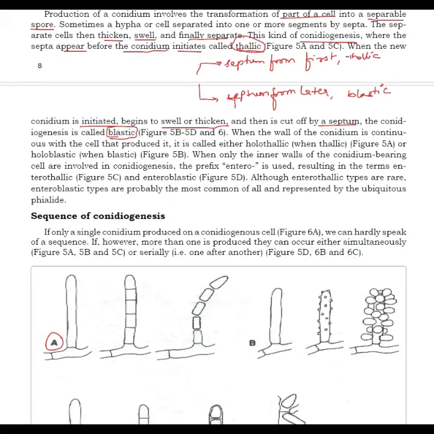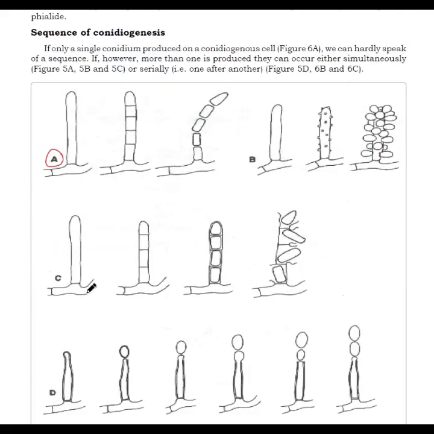So let's see figures A and C. Here the septa are forming. Here the septa have formed before, and then the cells become thickened, and they are individual spores which then separate. This is thallic.